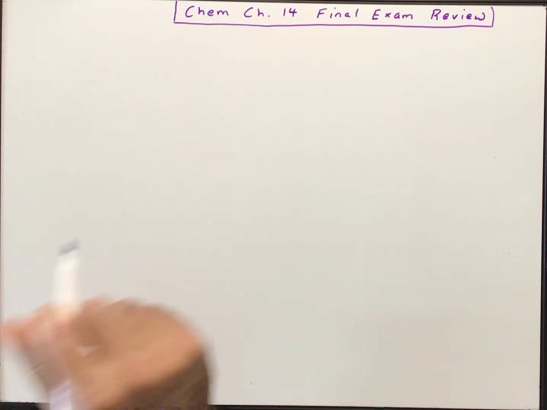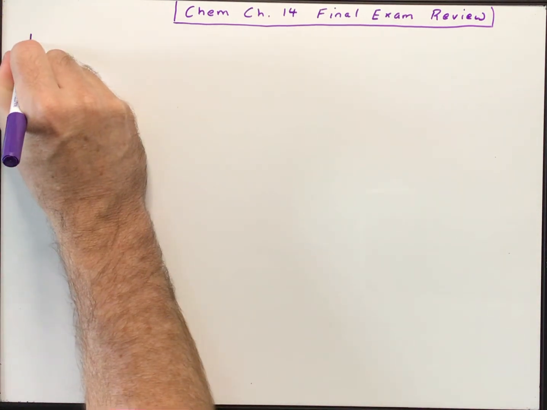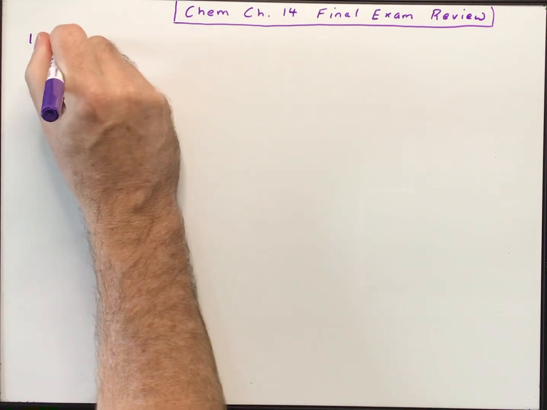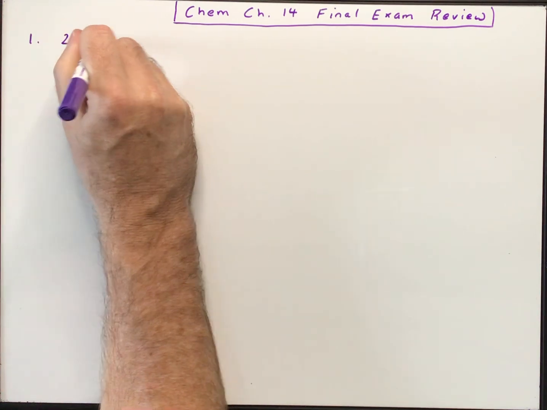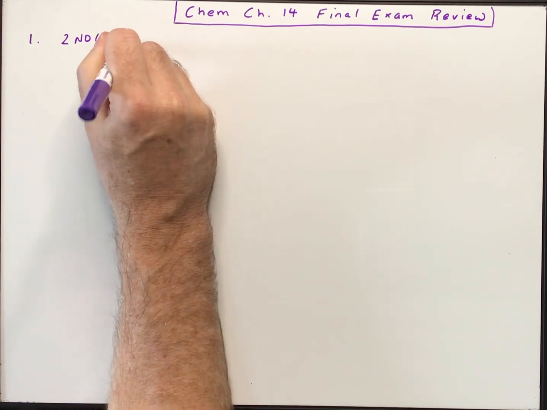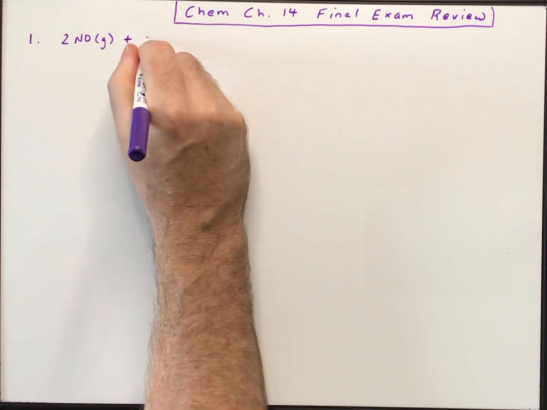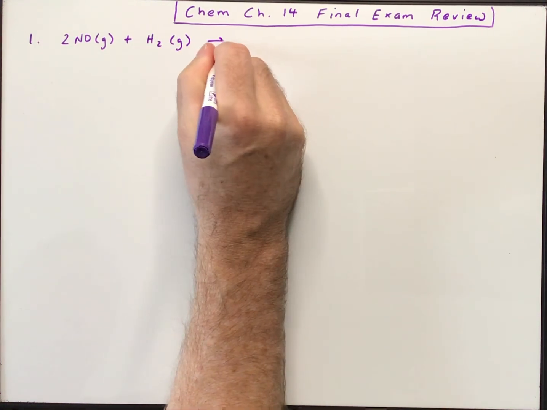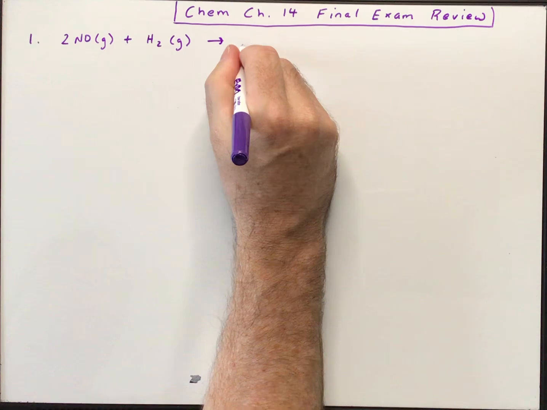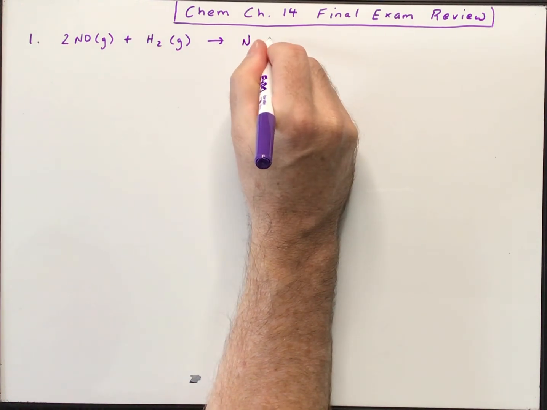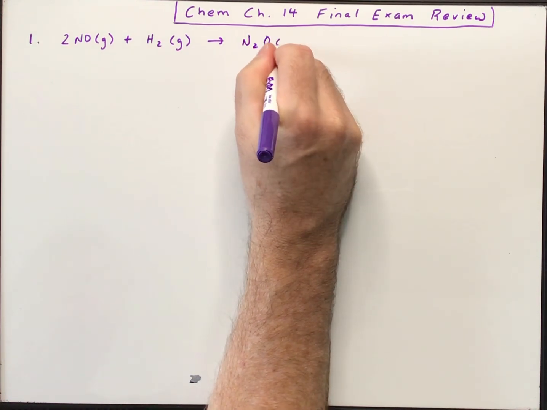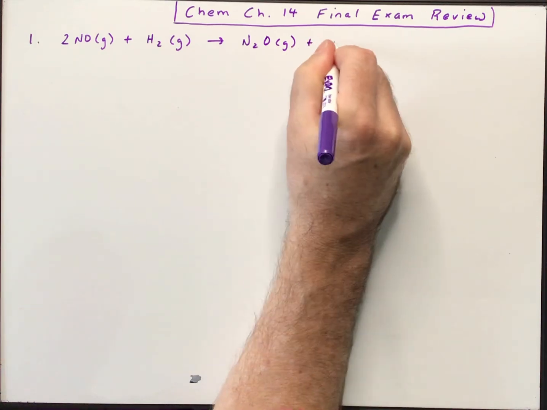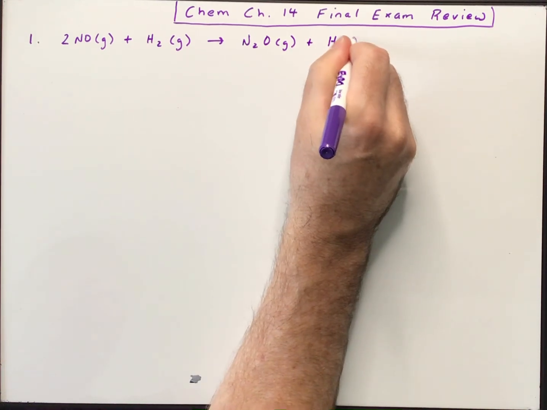Alright, so let's go ahead and write down the reactants. We have 2NO gas plus H2 gas, and we really don't need the products in this chapter, but I'll go ahead and write them down. N2O gas plus H2O gas.